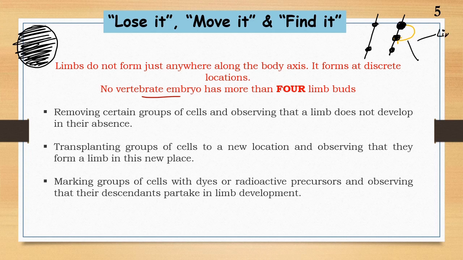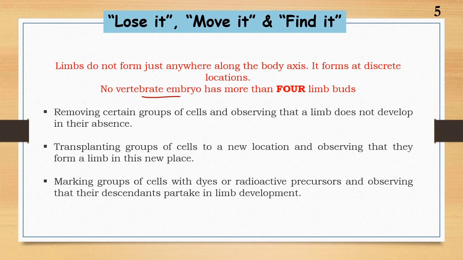We can get a normal limb or we cannot get a limb at all. So if these cells start limb development here also, it means that these cells are independent of their location and they can form a limb anywhere. And if they do not form a limb here, it means that these cells required a discrete position for limb development. They cannot form a limb just anywhere in the body. Okay, so this was referred to as the move it experiment. If we are moving certain cells from one place to another place, are they going to do their function normally or not?